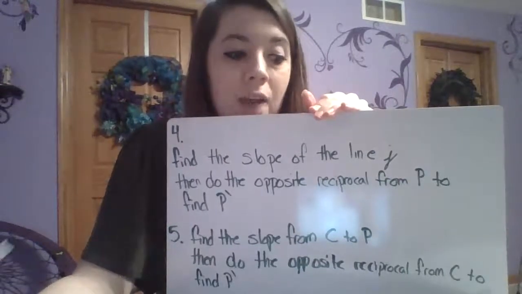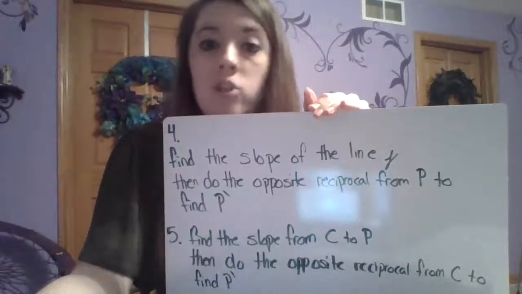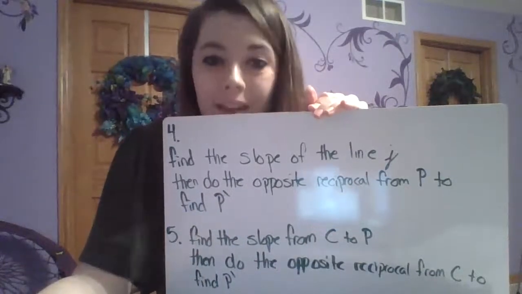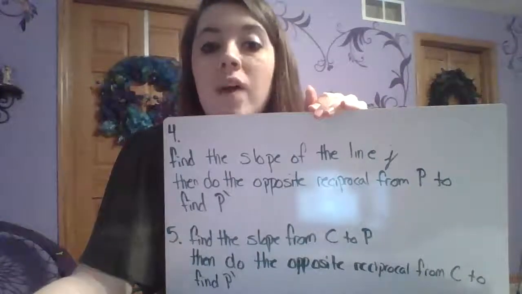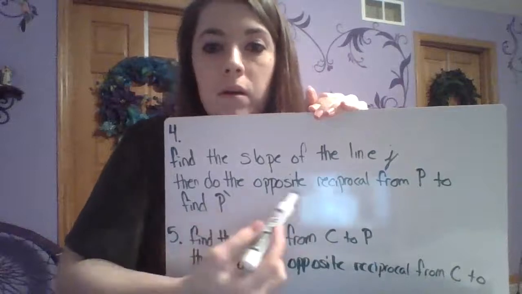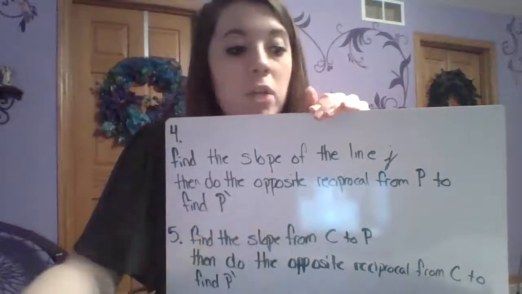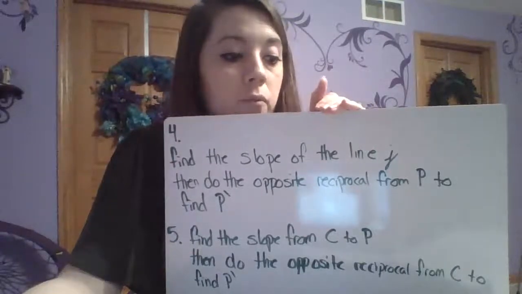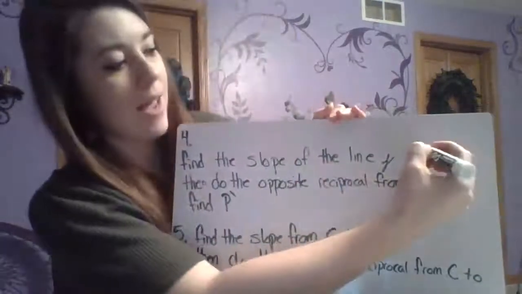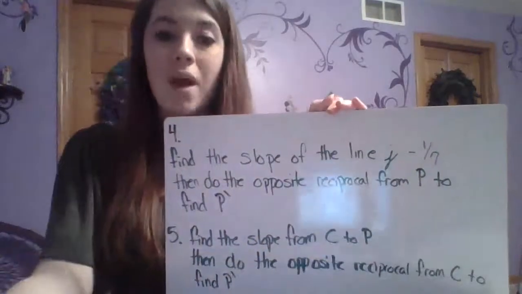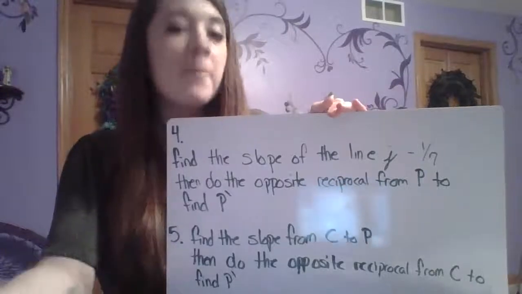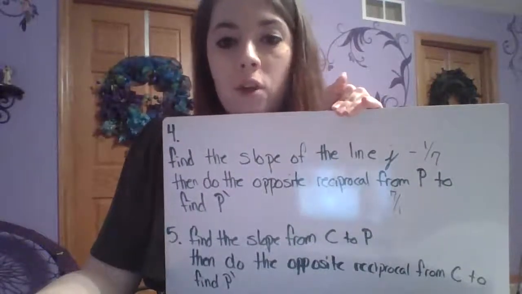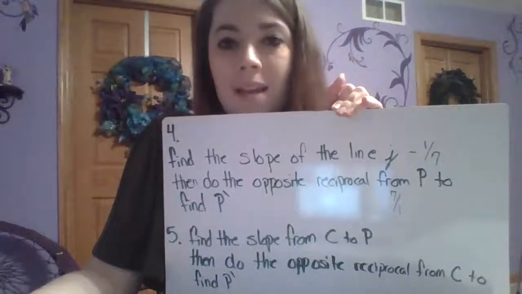For 4, it wants you to reflect the point P over the line J. Remember, how we do this is you're going to find the slope of the line J. Then, to see where it would reflect to, you're going to do the opposite reciprocal of the slope you found. That'll be the slope to go from P to P prime. So that's what you're going to do for 4. If we look at 4, I will tell you the slope of line J is negative 1/7. So the opposite reciprocal will be 7/1. Going from P to P prime, you will have a slope of 7/1. Using that, you will find where P prime is.